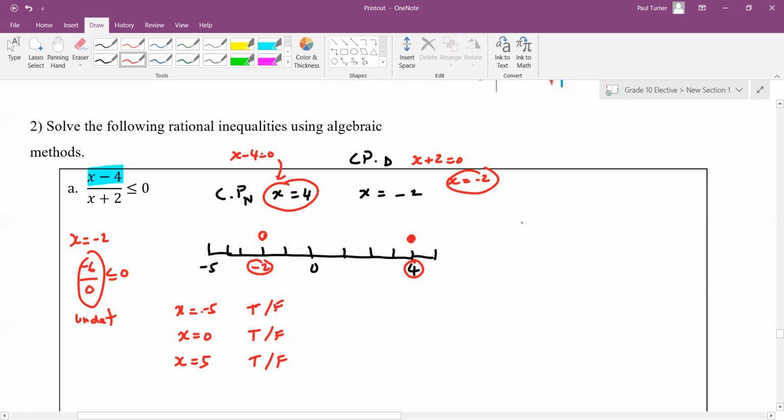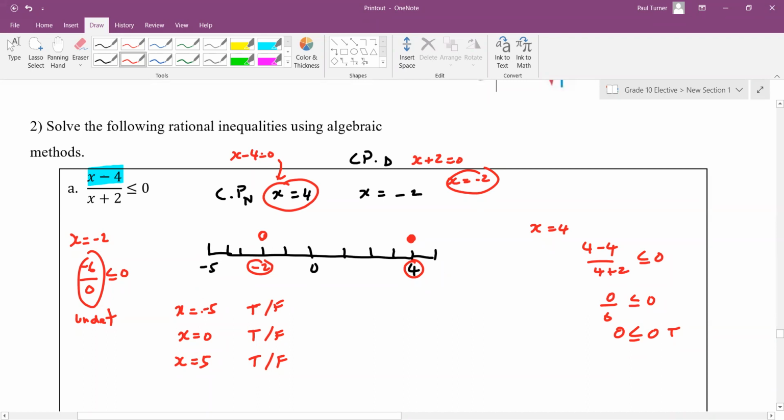Okay, but for 4, if x equals 4, we put 4 in there, we'll get 4 minus 4 on 4 plus 2, less than or equal to 0. So you get 0 on 6, less than or equal to 0. And you can see 0 on 6 is 0, yes? So this is actually true because 0 equals 0, which means that 4 can be part of your answer. So we use a solid dot. All right, and then now we check some other numbers.